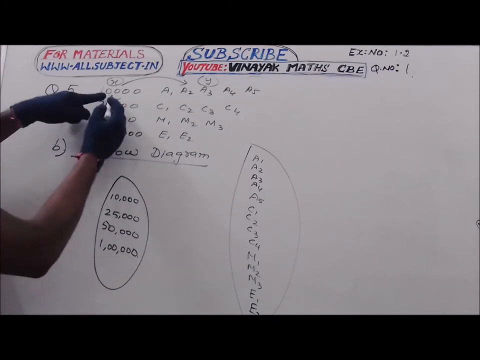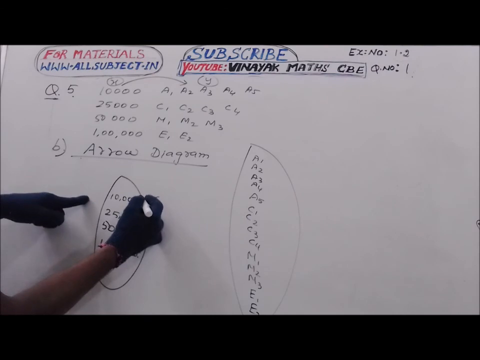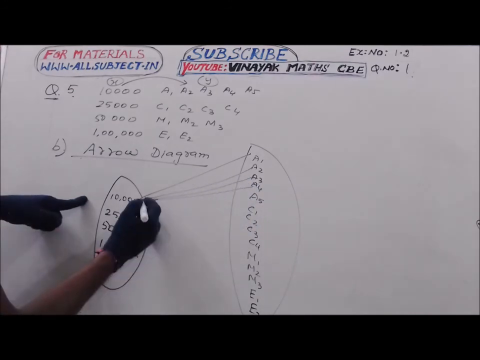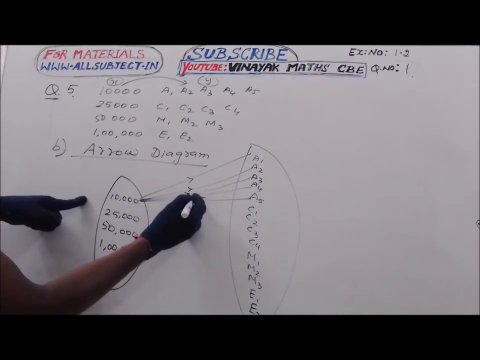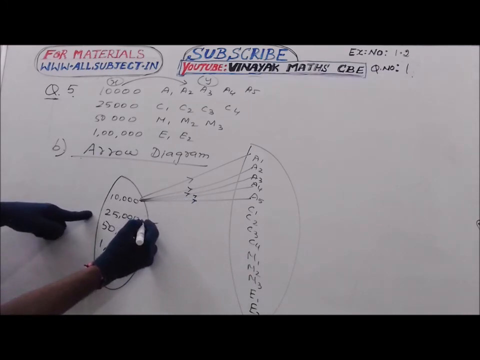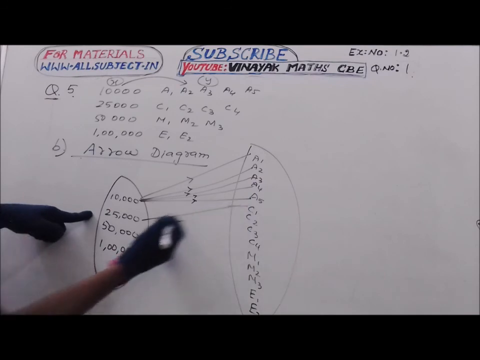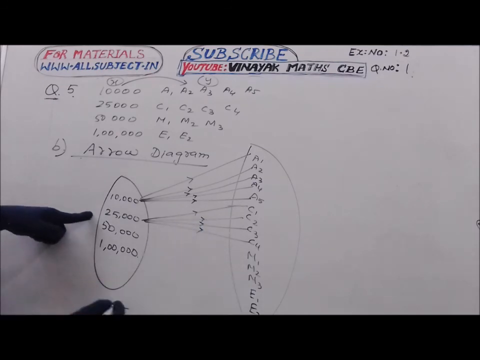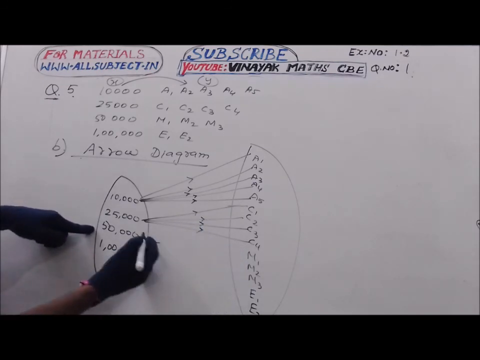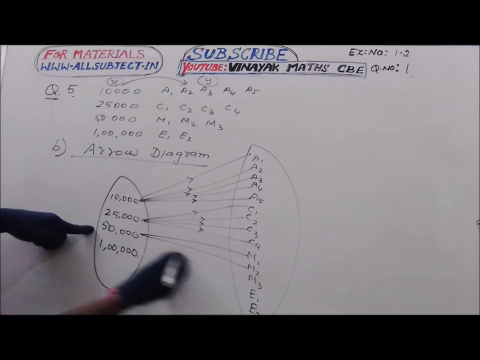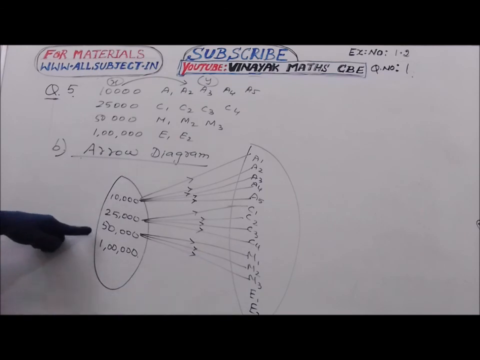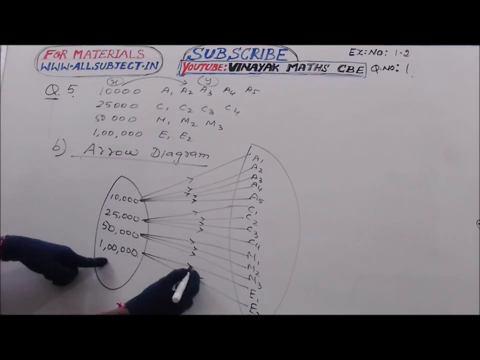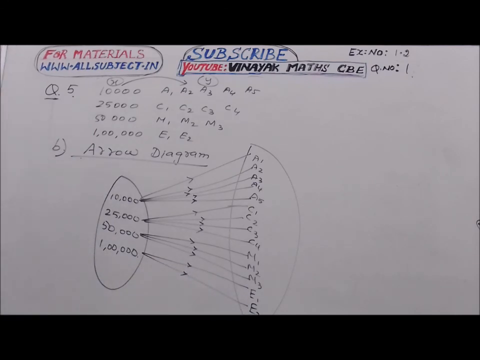Now the ordered pairs: 10,000 to A1, A2, A3, A4 and A5, and then 25,000 to C1, C2, C3, C4. For 50,000 given to managers, this is M1, M2 and M3. And 1 lakh is given to the executive officers E1 and E2. So this is our respective arrow diagram for the given information.